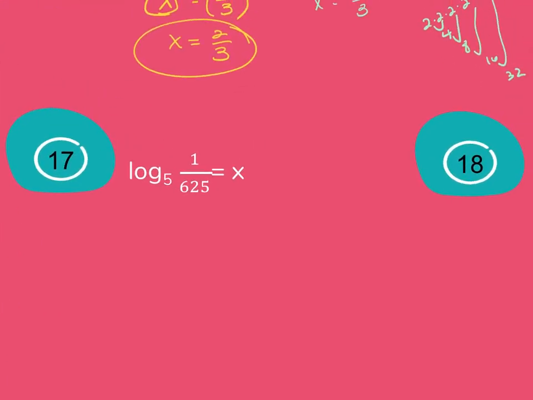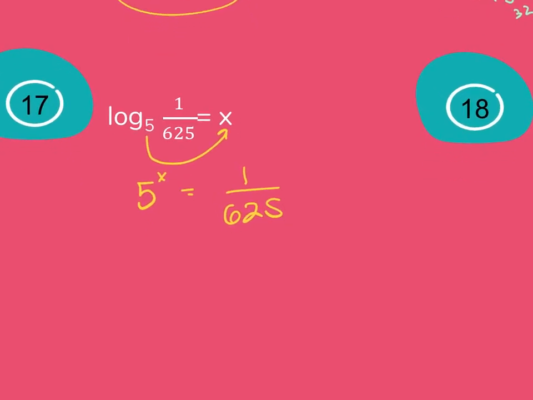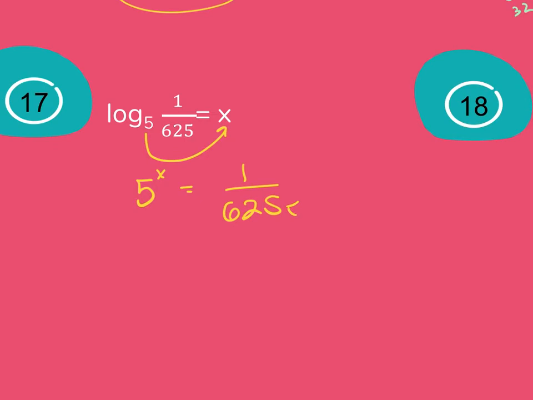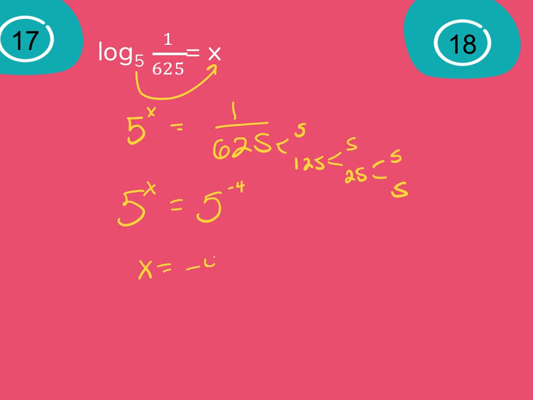All right, 17. 5 picks up the x. So 5 to the x equals 1 over 625. What do I want my common base to be? 5. So this can be 5 and 125, 5 and 25, 5 and 5, which means it'd be 5 to the fourth in the denominator, which means in the numerator, -4. And then x equals -4.